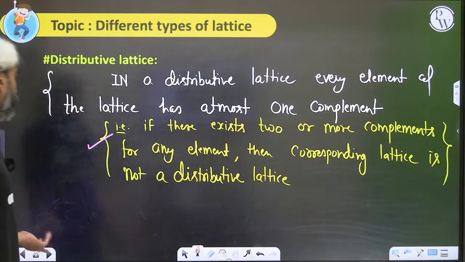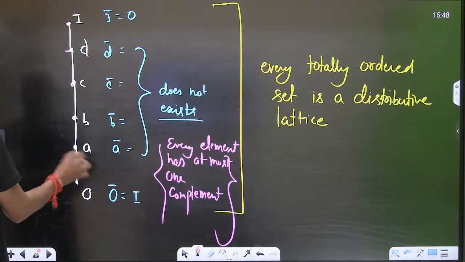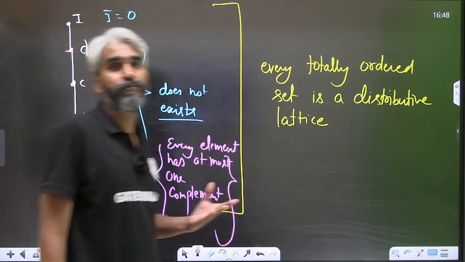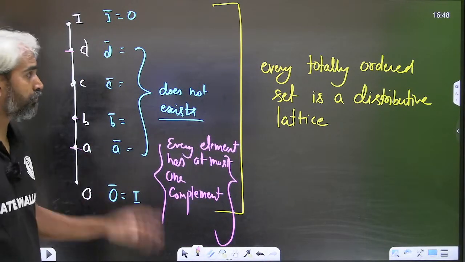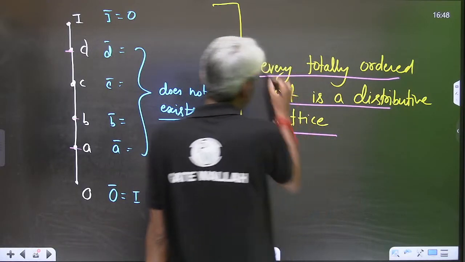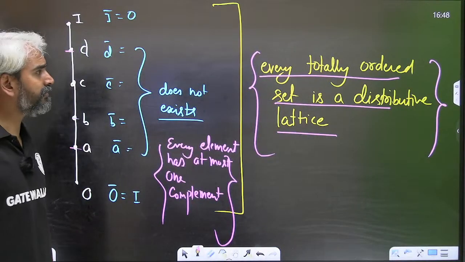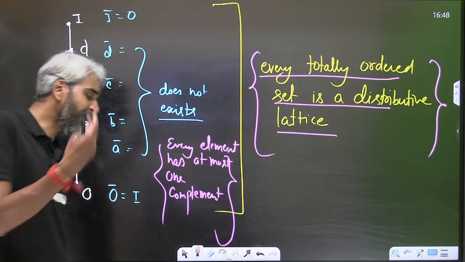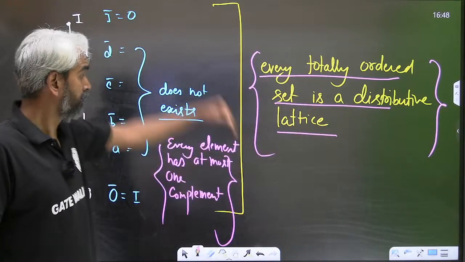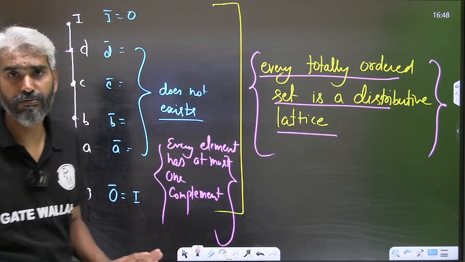But with respect to a totally ordered set, we can guarantee this, because in a totally ordered set, if you take any three elements on this line and check the distributive property, it will hold true. So every totally ordered set is a distributive lattice. There is no doubt in that. This is sufficient. If the lattice is a totally ordered set, it is guaranteed to be distributive. Make sense?